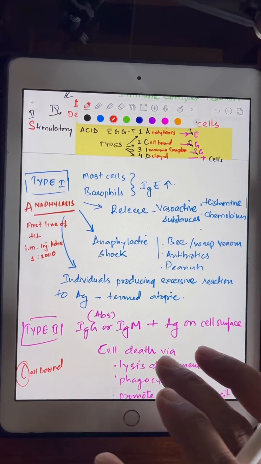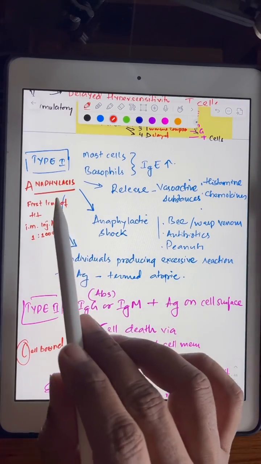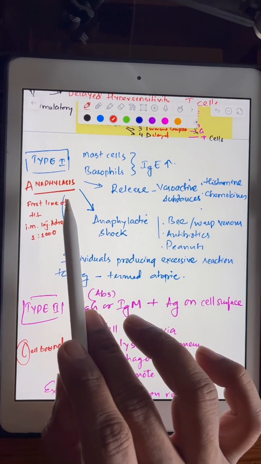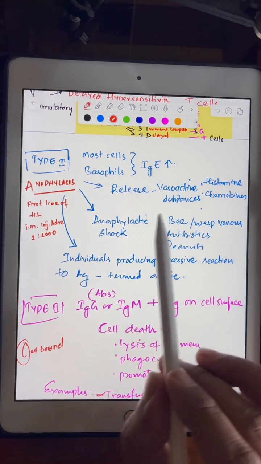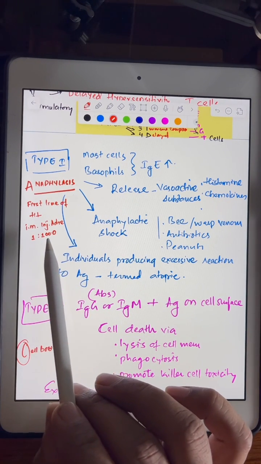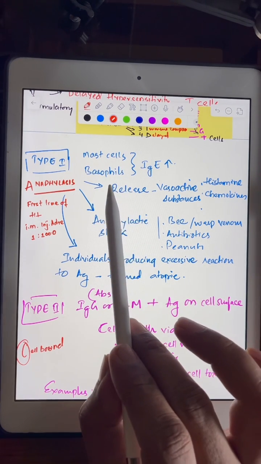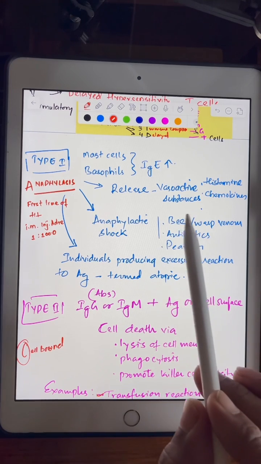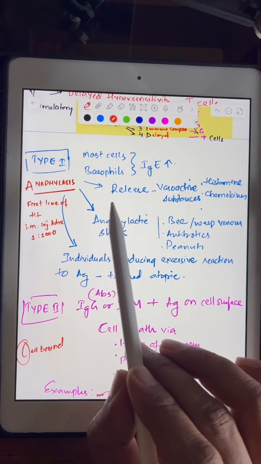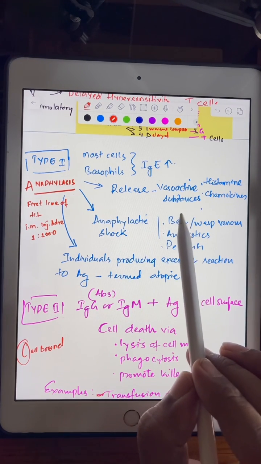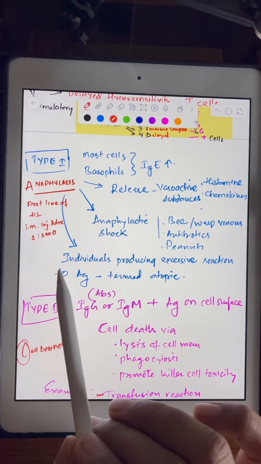Now type 1 hypersensitivity, anaphylaxis. For anaphylaxis, the immediate treatment is intramuscular adrenaline 1 in 1000. Mast cells and basophils, with increased IgE type of immunoglobulins, release vasoactive substances, histamine, chemokines.